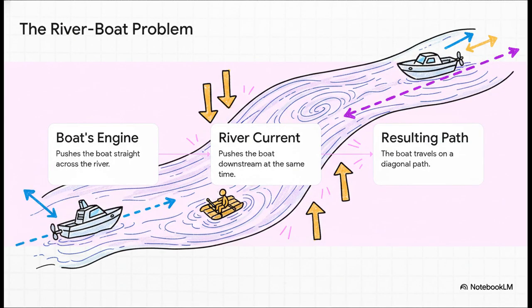All right, let's try the classic riverboat problem. Imagine you're driving this boat. You want to get to the dock that's directly across the river, so you point your boat straight at it and hit the gas. But the river has other ideas. There's a current that's constantly pushing you sideways, downstream. So you don't just get your forward motion, and you don't just get the river's sideways motion, you get both at the same time. And what's the result? Your boat ends up traveling on a diagonal, landing way downstream from where you were aiming.